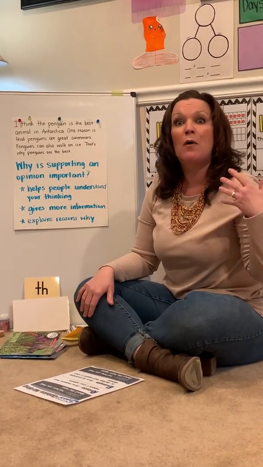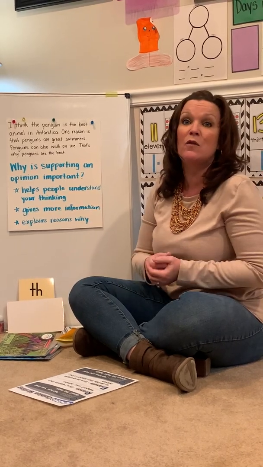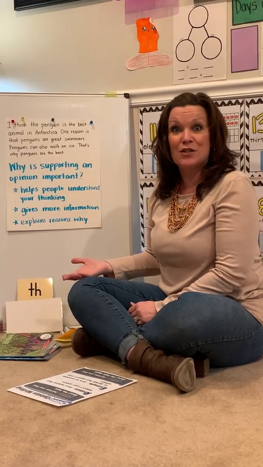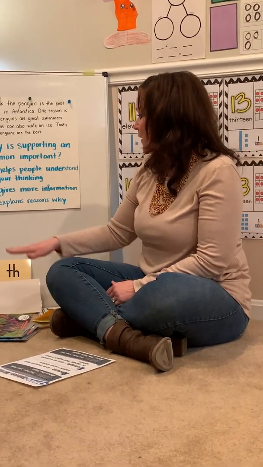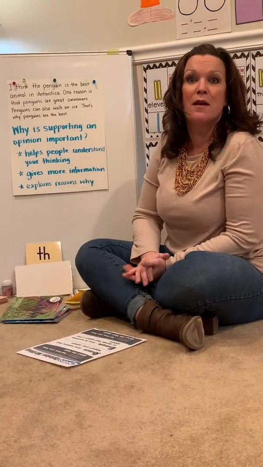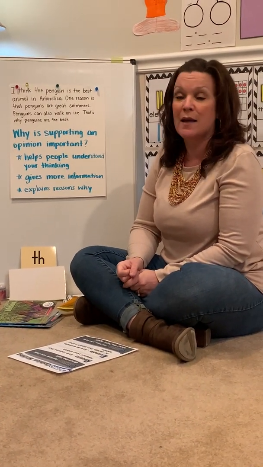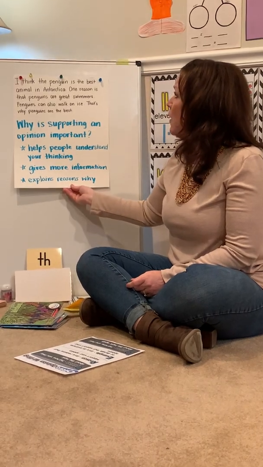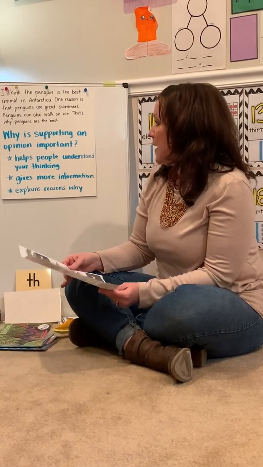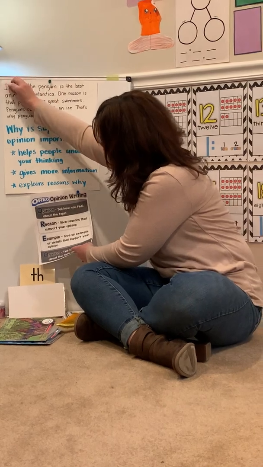Well, it helps people understand your thinking. So you knew exactly what I was thinking about penguins because I gave you some additional details. It gives more information and explains reasons why. I gave reasons why I thought that the penguin is the best animal in Antarctica. Well, friends, we're going to continue to learn about supporting our opinion, and we're going to use something called Oreo opinion writing to help us.